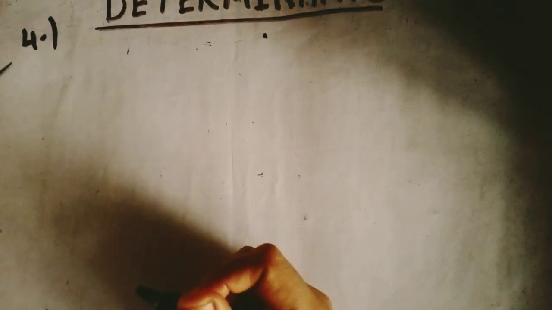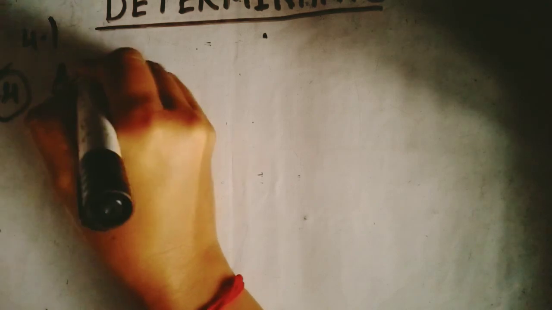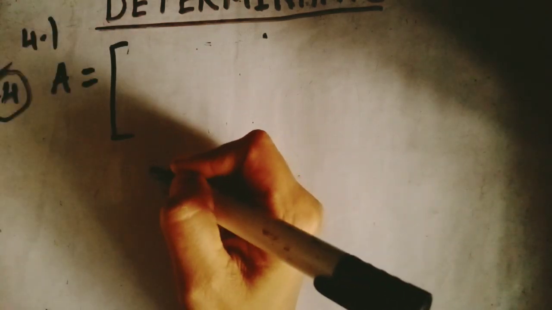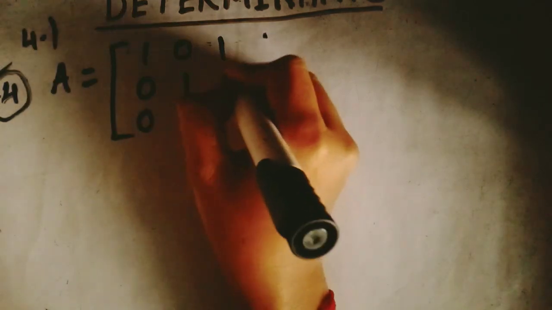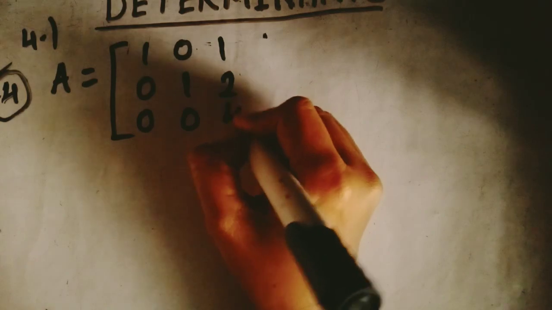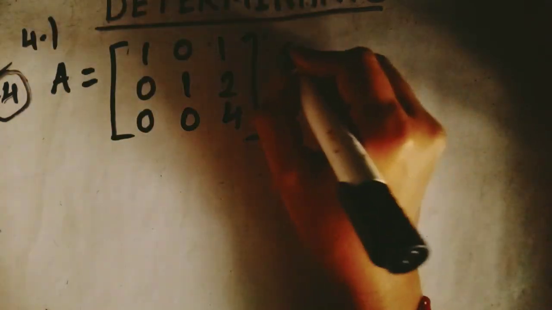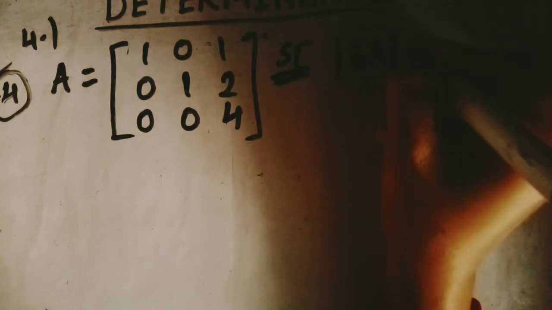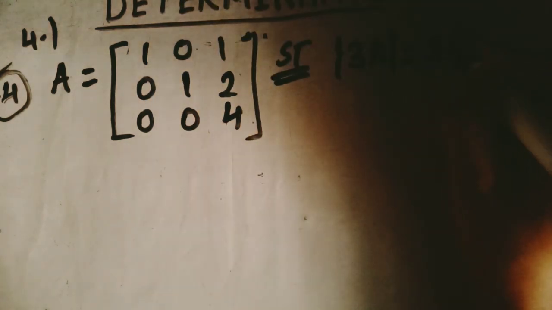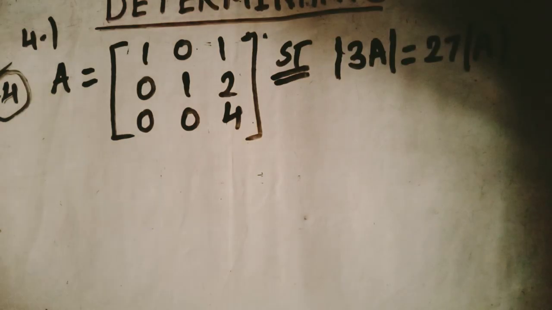Now there is one question given in exercise 4.1. Okay, question number 4. Here A matrix is given. And you have to show that determinant of 3A is equal to 27 into determinant of A. Okay, so this you have to show.